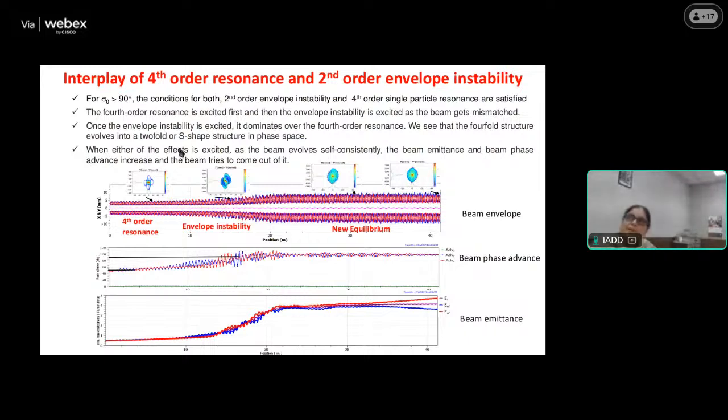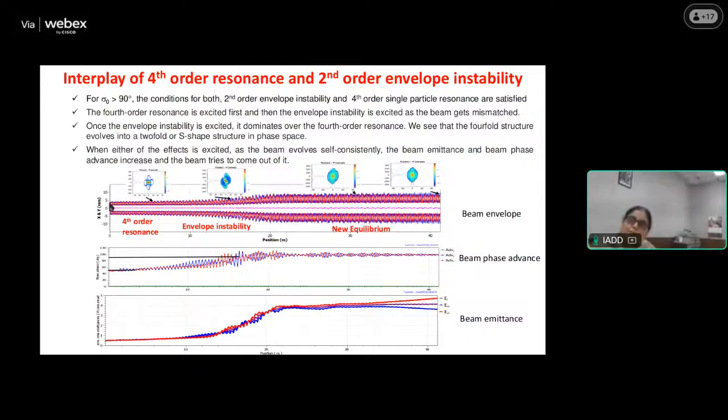Now, the dominant of these effects are the second order envelope instability, which is a coherent effect, and the fourth order resonance, which is an incoherent effect or a single particle resonance. Both of these are excited for sigma 0 greater than 90 degrees. So when sigma 0 is greater than 90, the conditions for both of these are satisfied. In this case, the fourth order resonance is excited first.